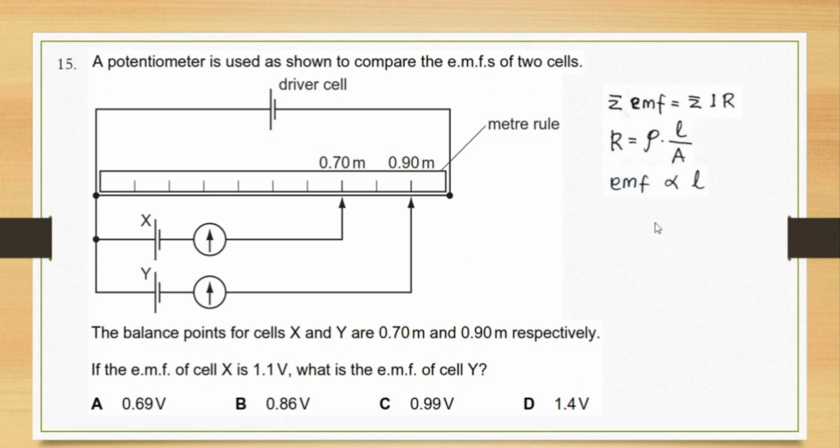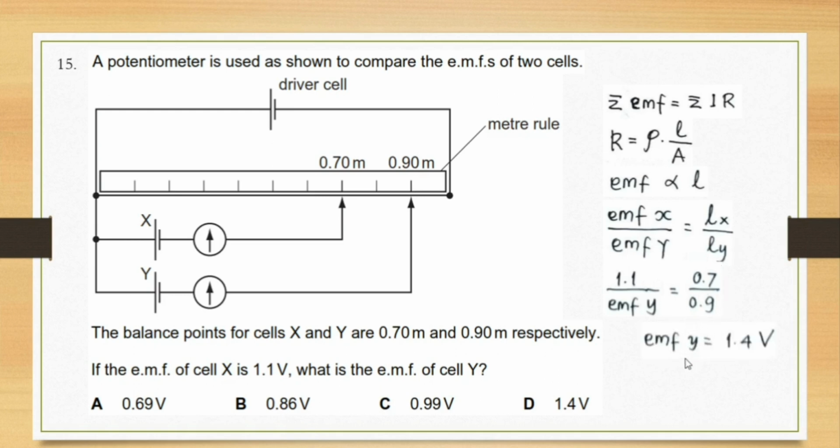L is the length of the wire. So EMF of X divided by EMF of Y will be equal to Lx over Ly. EMF of X is given, 1.1. We want to find EMF Y. Lx and Ly are given. So we can calculate that the EMF of Y is equal to 1.4 volts. The answer is D. Okay, that's all.